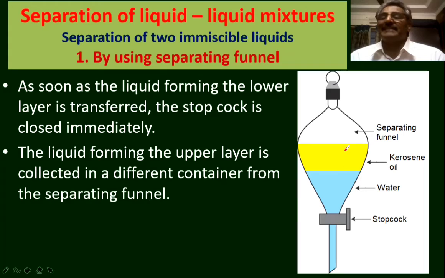Once the layers are separated, if the stopcock is opened, the liquid at the bottom passes through this funnel and is collected in a container. When the bottom layer crosses this stopcock, the stopcock is closed immediately and the kerosene will be collected in a separate container. In this way, two immiscible liquids can be comfortably separated by using a separating funnel.